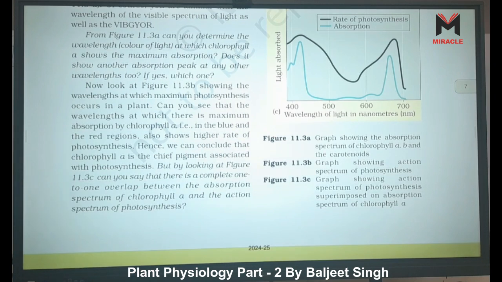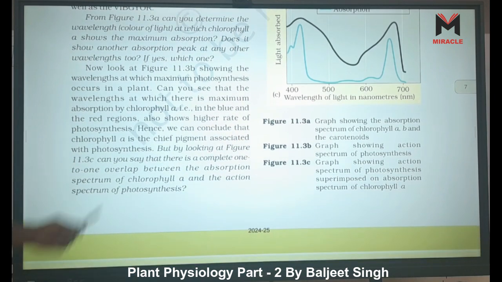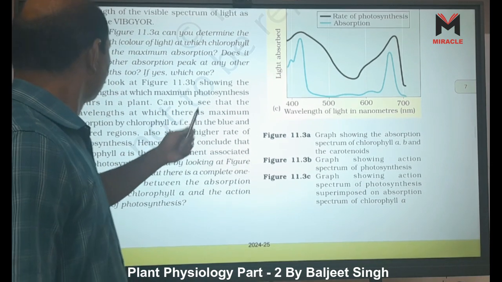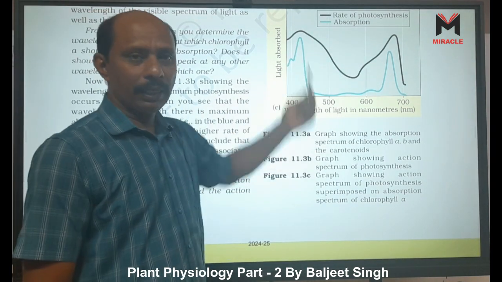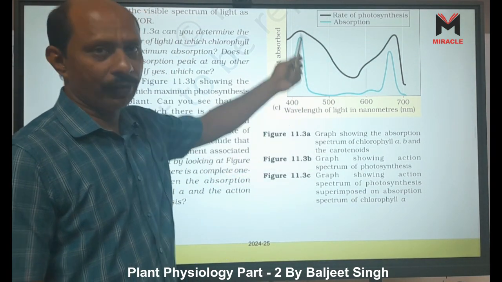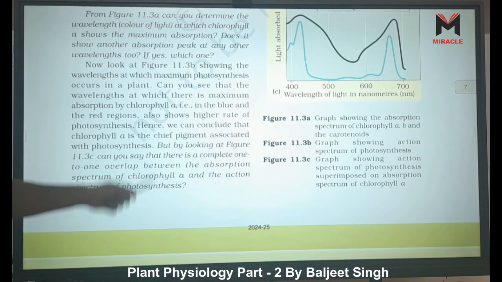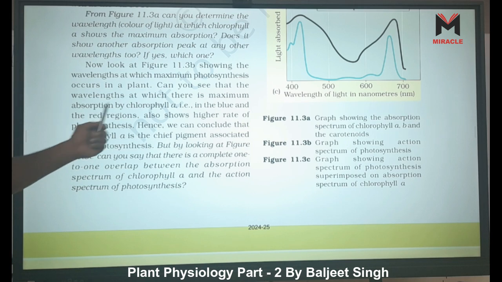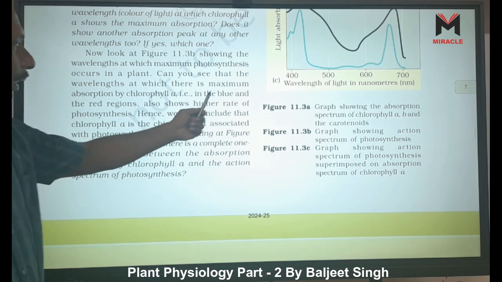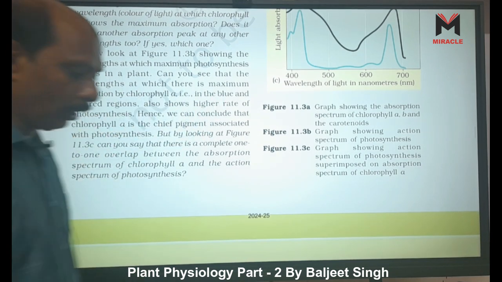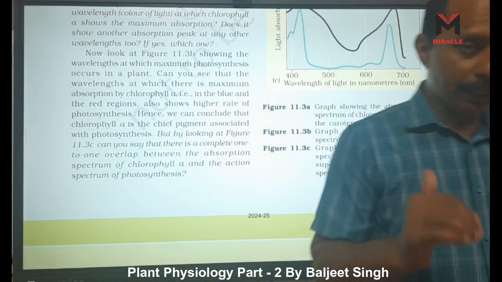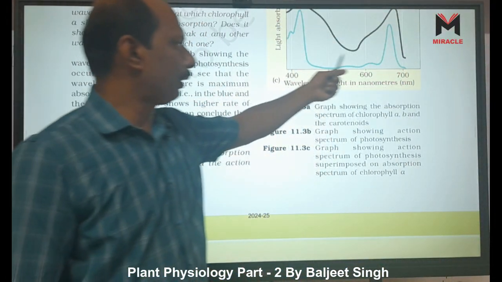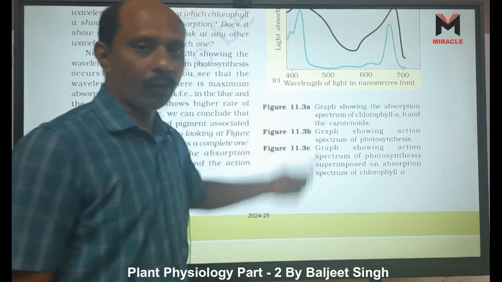Okay. Now look at the figure showing the wavelength at which maximum photosynthesis occurs in the plant. In which wavelength? It is the red wavelength, right? Can you see the wavelength at which there is maximum absorption of chlorophyll a? It is in the blue and the red region. On this side blue, this side 650, and this is 450.